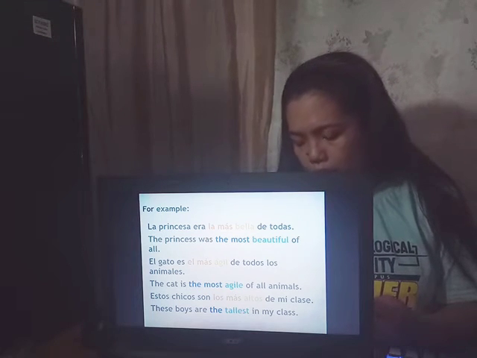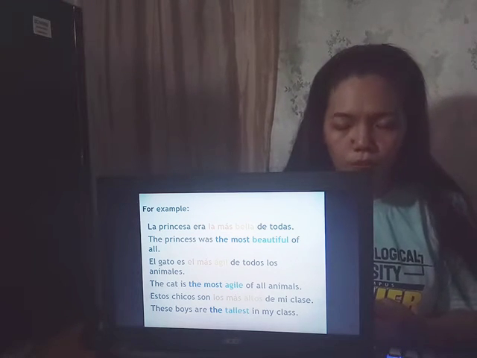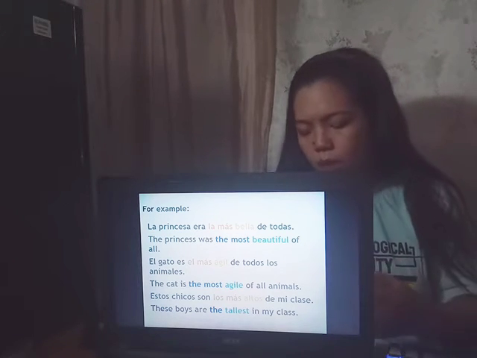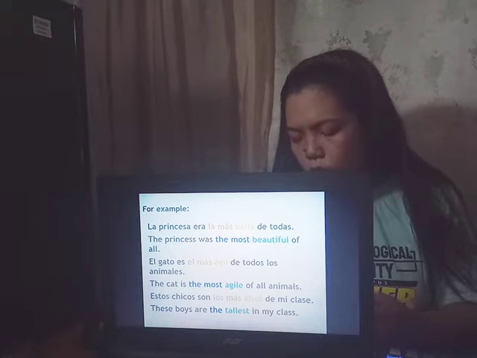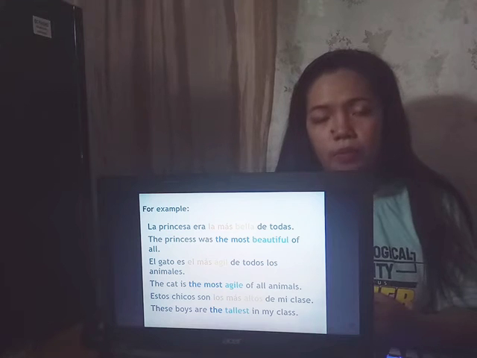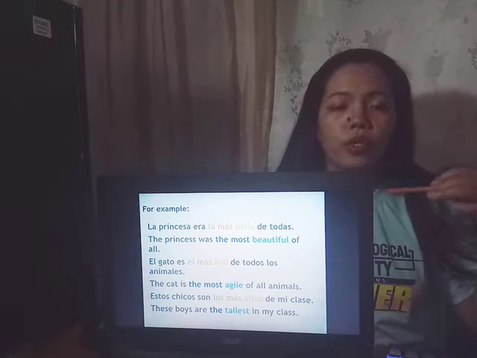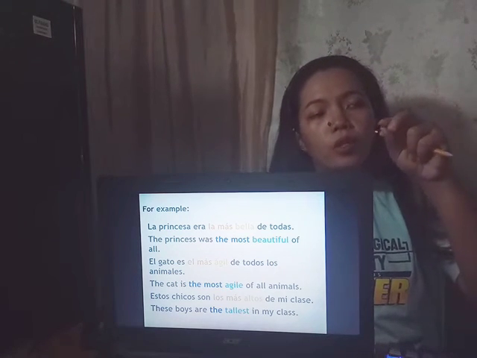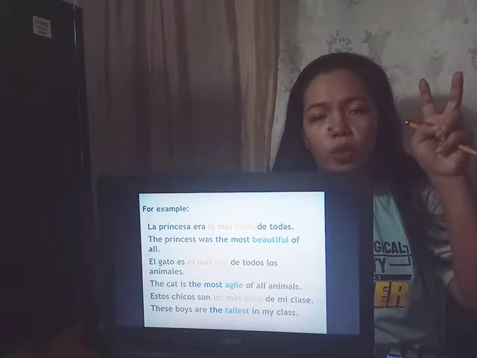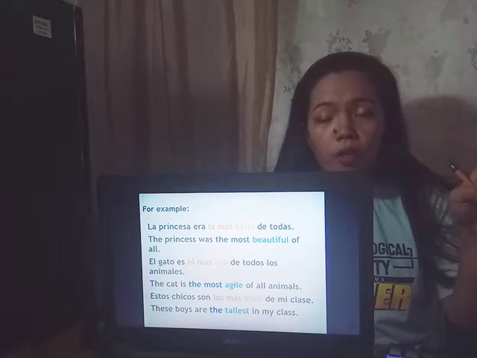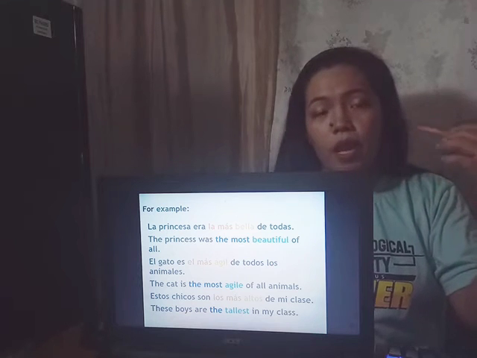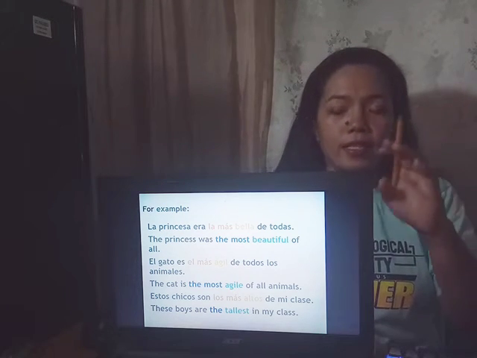So la más bella, bella there is beautiful. La más bella, pinaka guapa. So the most beautiful of all. So the most in English. Again, when you use the most, it's not only one that you're comparing to. If you talk about comparative, you're going to add -er or more, but here we're talking about superlative, so we use the most or add -est.